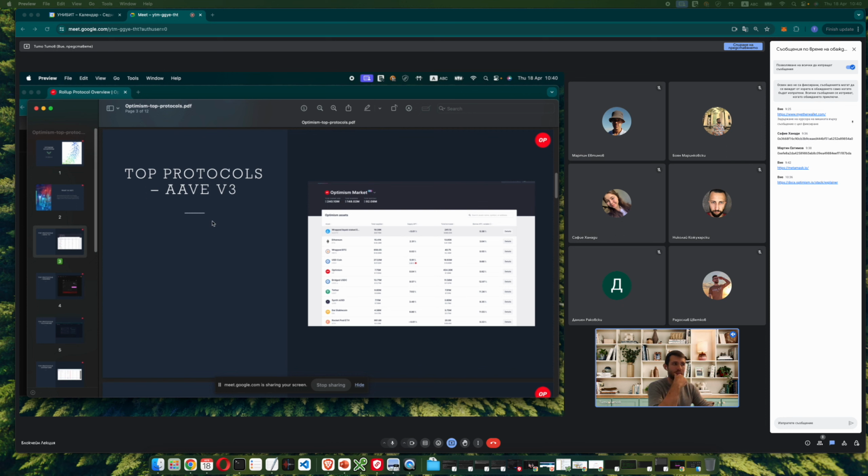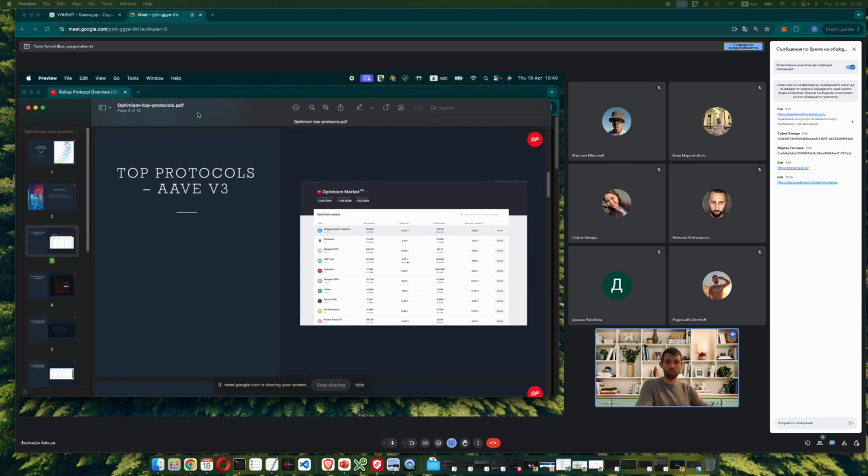So, for example, one of the most famous DeFi protocols on Optimism is Aave V3. Aave is a lending protocol where you can go and lend your funds and take some yield because of that, or you can also borrow funds. So, for example, you can put some Ethereum or Optimism tokens as collateral, and after that borrow some other tokens that you want to use.